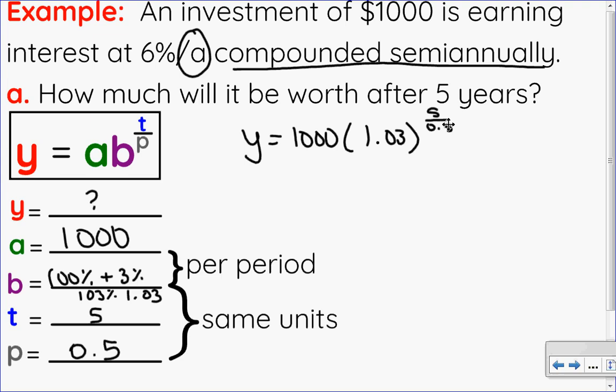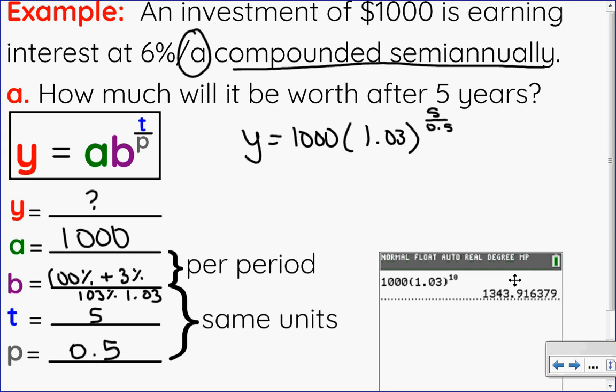Because this doesn't have an x value, it doesn't go in y equals, it goes in our main screen. So we can just calculate that. 5 divided by 0.5, of course, is 10. So looking at that on the calculator, this is money, so we round it to the nearest hundredth. So after 5 years, it will be worth $1,343.92.